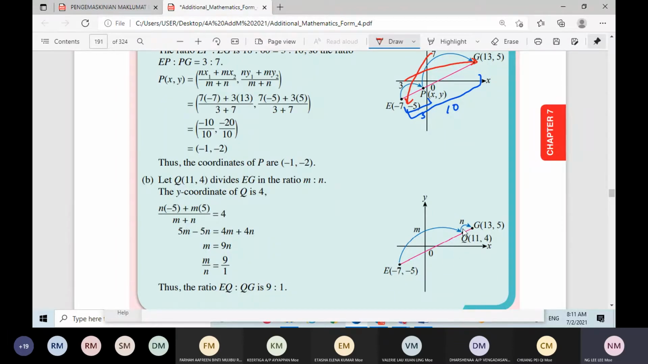Same thing, we do the cross. N crosses with E, and M crosses with G, and then let it equal to the Y coordinate of point Q. So negative 5 times N plus 5 times M, over the total ratio M plus N, equals 4, the Y coordinate of the internal point. So you solve it, and you get M over N is 9:1. So this is the answer.